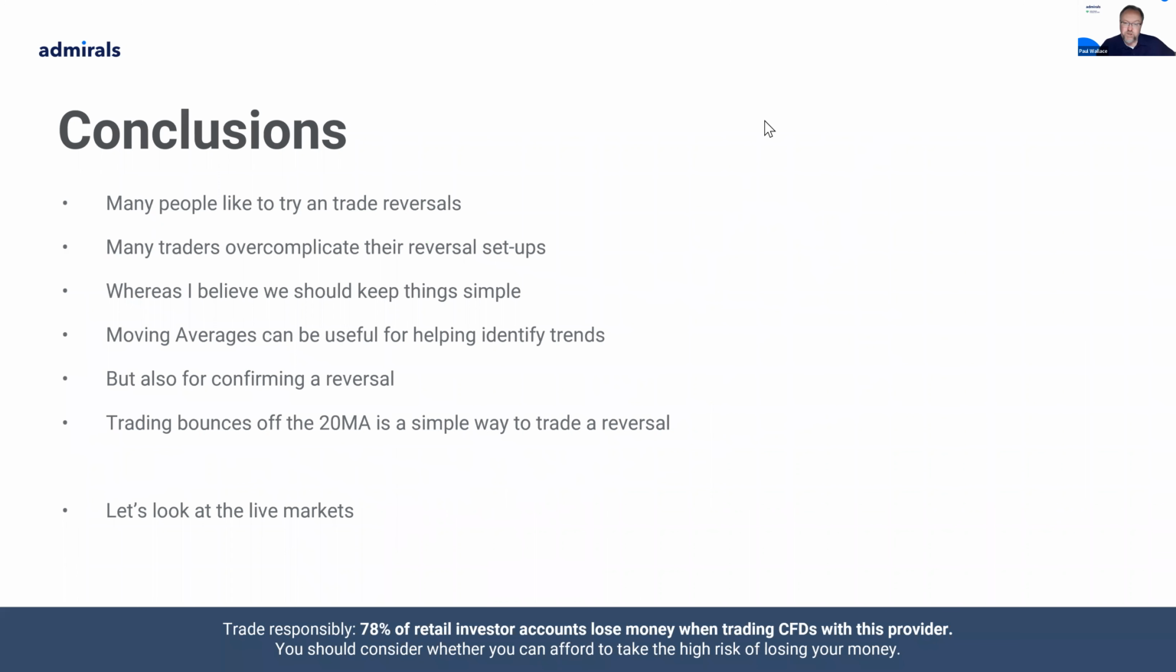So, before we switch across to the live markets for the last 5 minutes or so, many traders like to try and trade a reversal, with many overcomplicating their reversal setups, whereas I believe we should keep things quite simple. Moving averages can be useful for helping identify trends, but they can also be useful for confirming our reversal. Trading bounces off the 20 period moving average using price action is a simple way to have confirmation that a reversal is occurring, and a simple way for you to get on board and trade the reversal in what looks like will be the new direction.